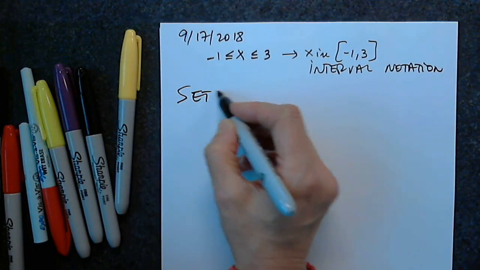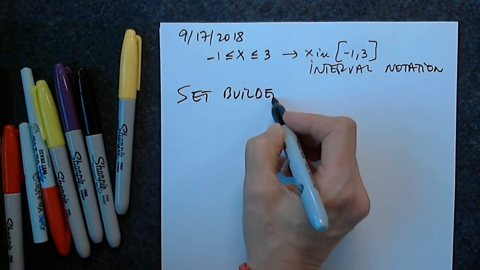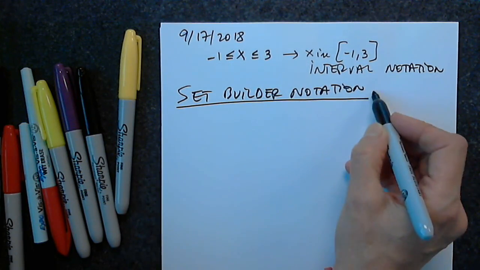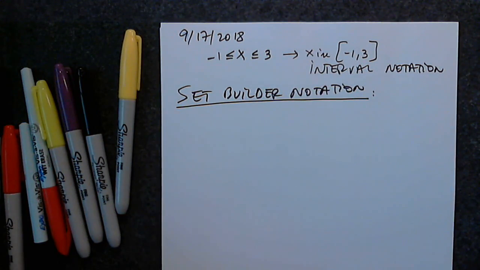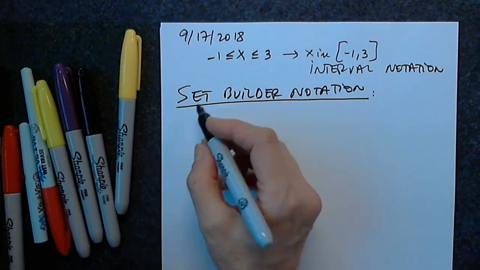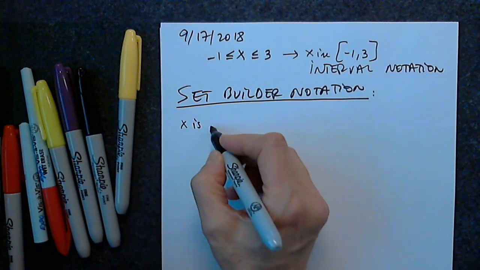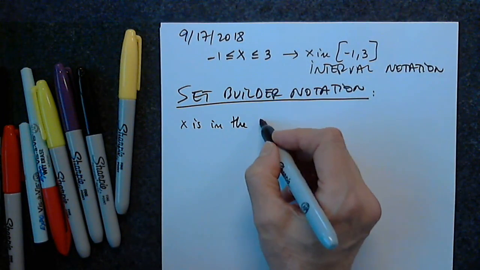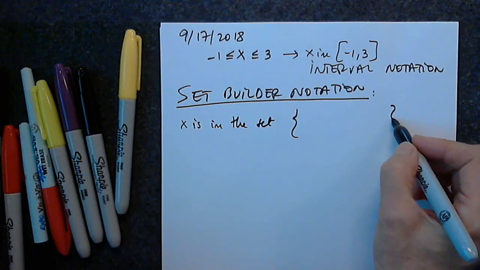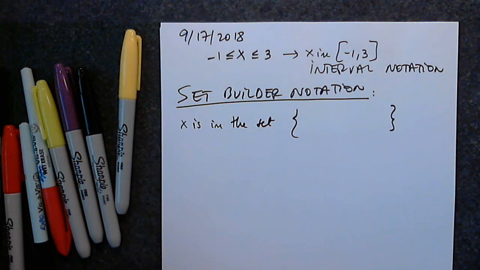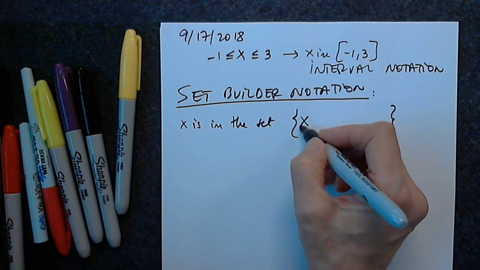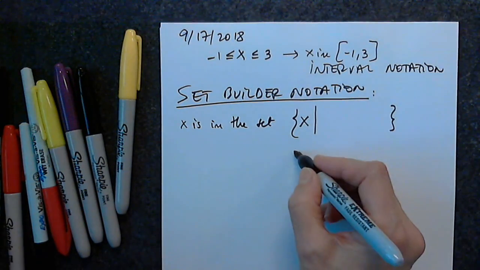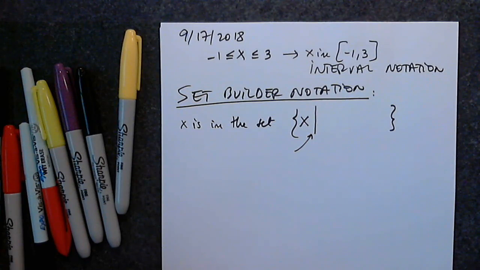The set builder notation, it's fine. I just personally don't care for it. Here's why. Because the set builder notation would mean x is in, to be exact, the following set. In the set, and you have to put braces. You have to say x, because x is the variable. You have to write x. You have to write a vertical bar, which stands for having the property.